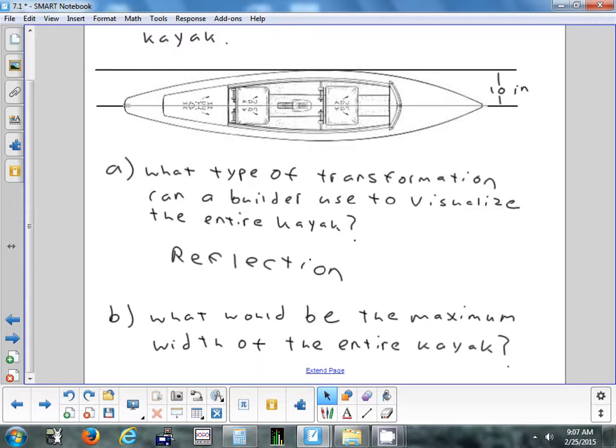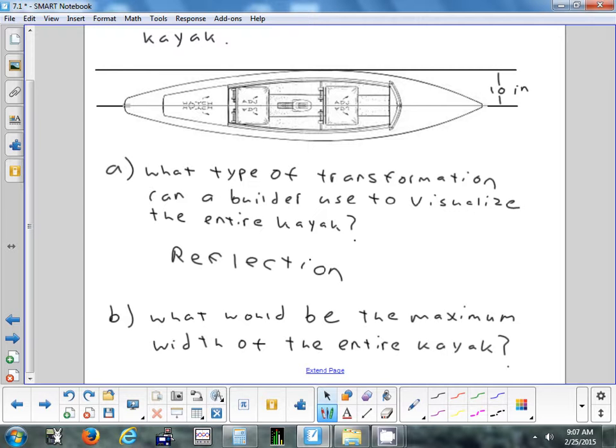All right, now it says, what would be the maximum width of the kayak? So the width changes. Some parts the width is very narrow, it gets wider in the middle. But what would the maximum width be? And how do you know that? Denver? Yeah, how do you know that?